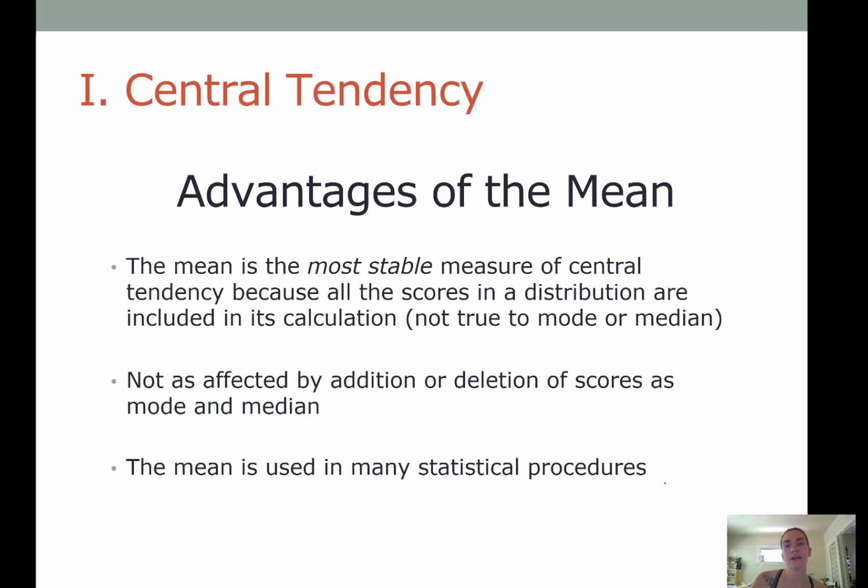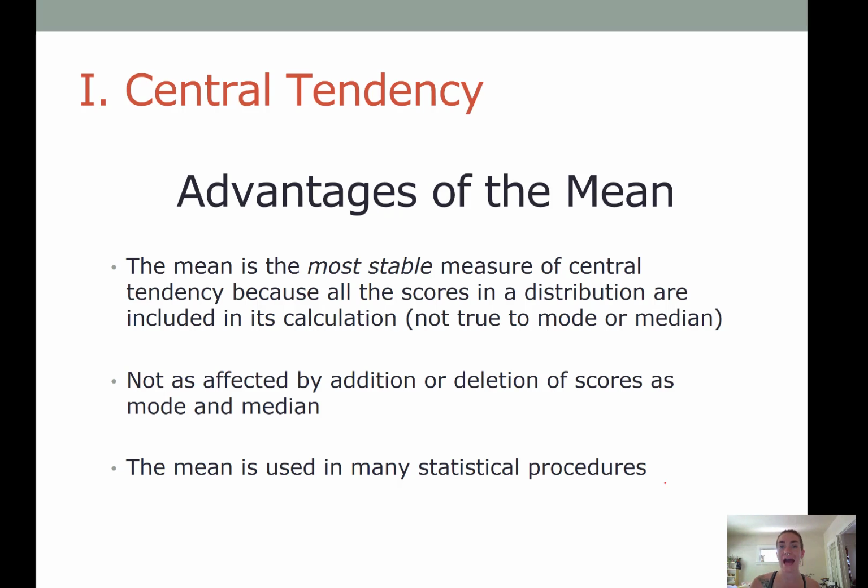The mean is the measure of central tendency that you will notice we'll use the most in this class and in general in statistics. And there are some reasons for that. The mean is the most stable measure of central tendency because all of the scores in the distribution are included in its calculation. So every bit of information from our data goes into the calculation for the mean.